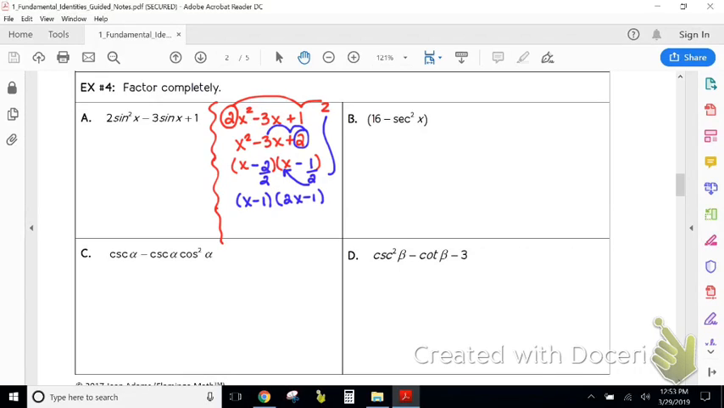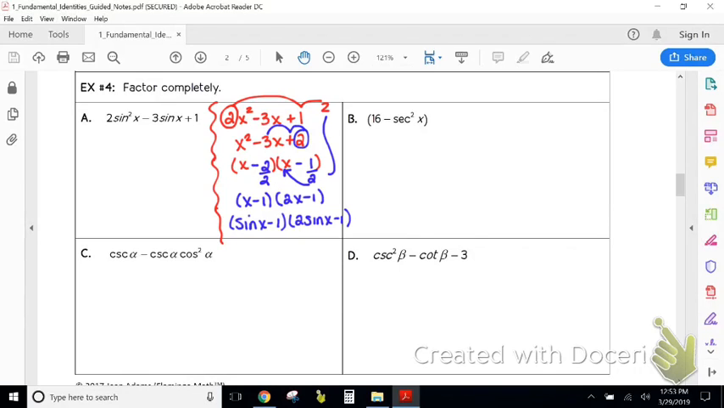Now, the only thing is I didn't just have x in this problem. What did x replace? Sine, right? So this would be sine minus 1, sine of x minus 1 times 2 sine of x minus 1. Now, if we'd have done it without replacement, it would be the same thing. Just everywhere I had an x, I would have written sine of x, okay?